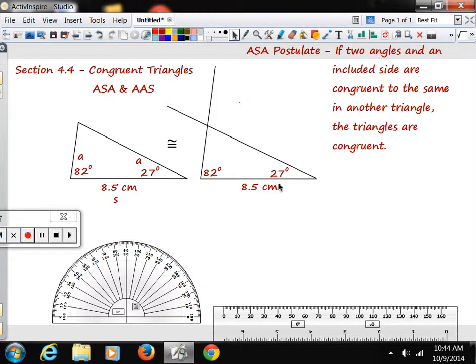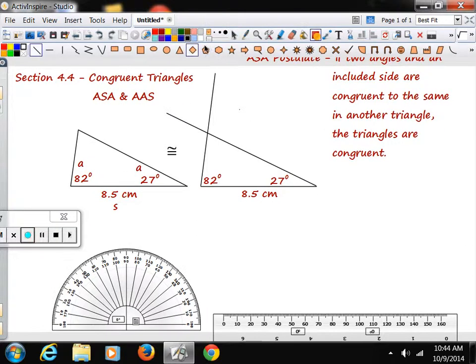Do you remember what a congruent statement looked like? Congruency statement. Sorry. Pleasanton, California.